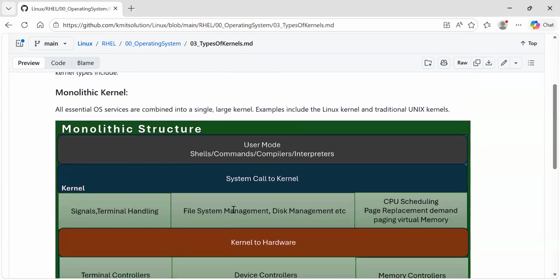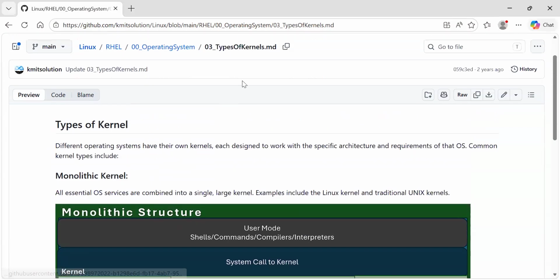So I hope you understand these types of kernel, and we will touch the kernel, or we will fine tune the kernel later when we come to the advanced level of patching in Red Hat Enterprise Linux. So basic or conceptual knowledge is required for this Linux kernel. Okay, so that's it for this lecture, and we will connect in the next lecture.